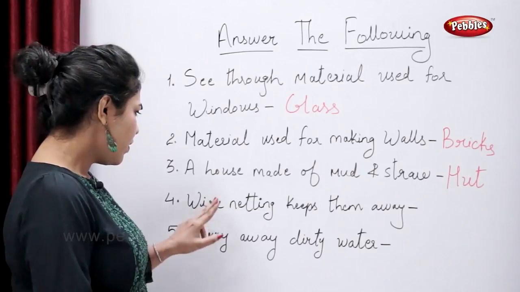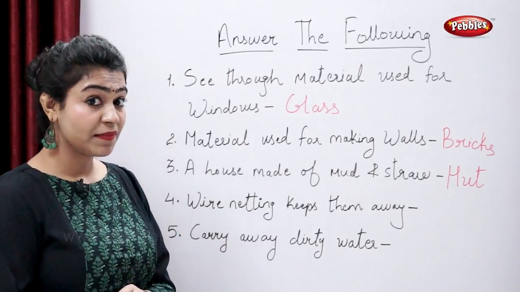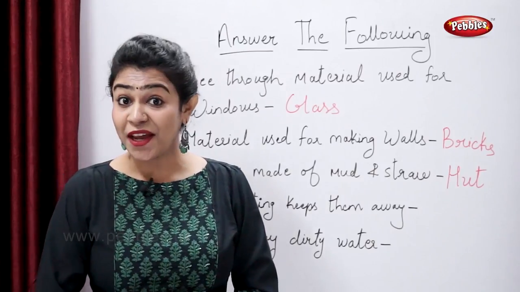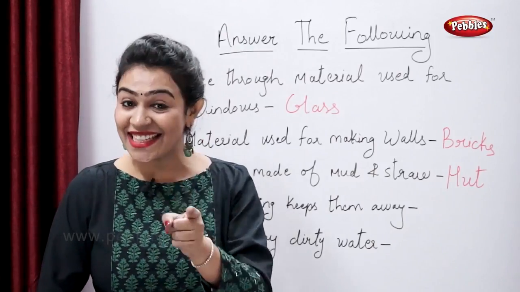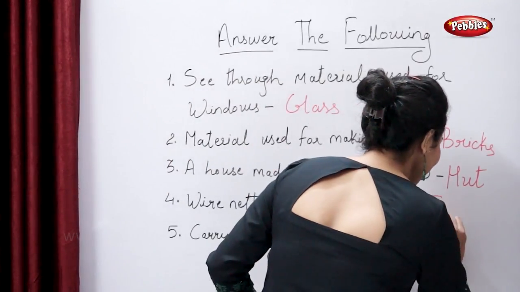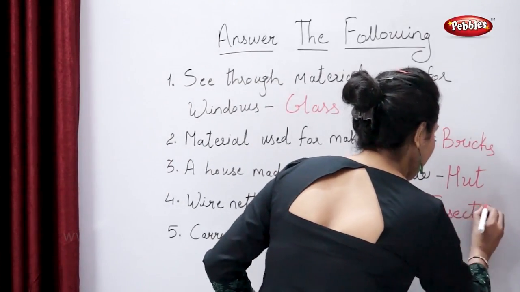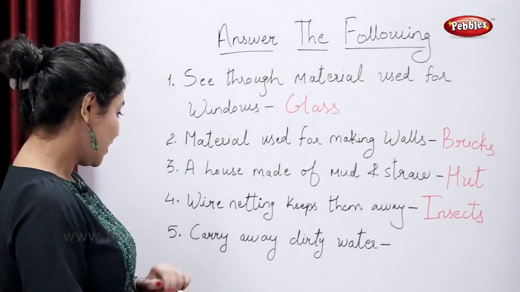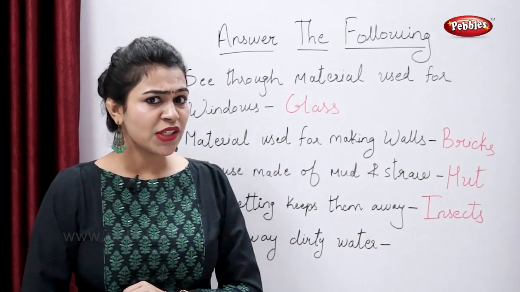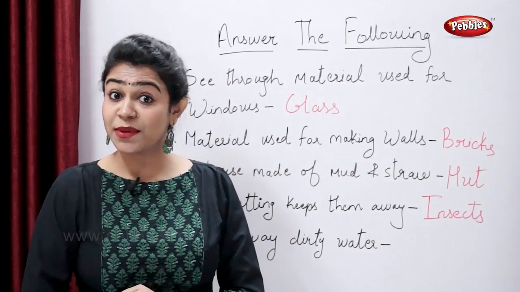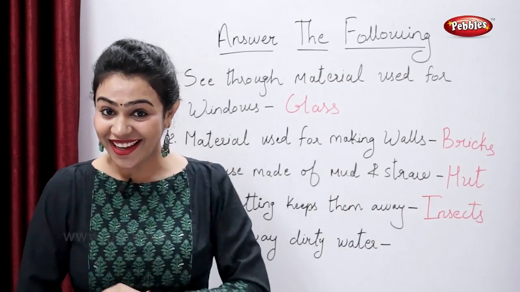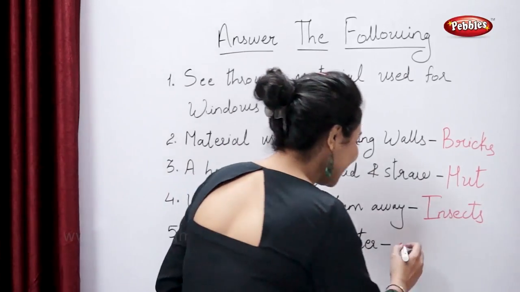Now tell me, wire netting keeps them away. What is the correct answer? It keeps away the insects. Correct. And the last, carry away dirty water. So which is that process which carries away the dirty water? That is drainage. Perfect.